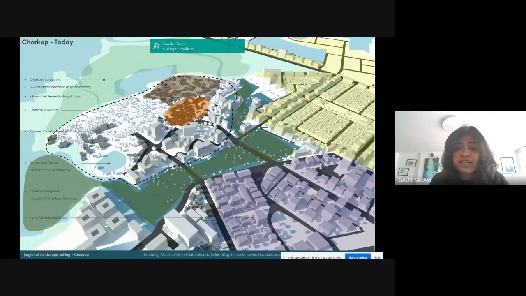Charkop Koliwada is surrounded by the planned development shown in yellow, and by Kandivali Industrial Estate, which is shown in purple. And this Koliwada is also threatened by some informal settlements which happen along the fringes. Apart from the Koliwada, this whole Charkop Gao has the coastal wetlands on one side and these intertidal wetlands on the other side, which act like a buffer between the new city and Koliwada, which was left during the master planning.